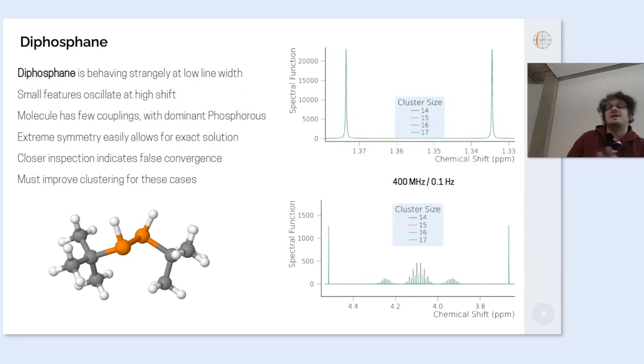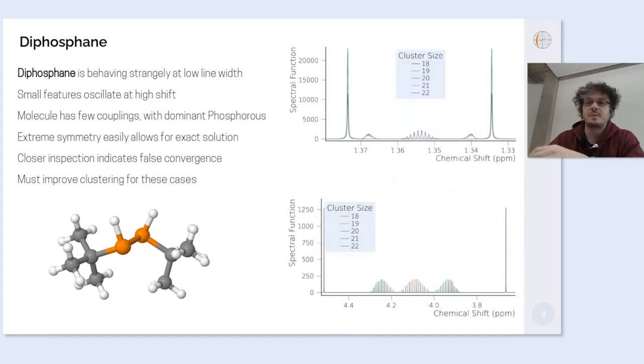And now, fortunately, in this case, there are actually some additional symmetries of this molecule, which we talk about in a little bit more detail in the paper. But long story short, even though this molecule has 22 spins, these symmetries let us get the exact solution, which lets us see that something has indeed gone wrong.